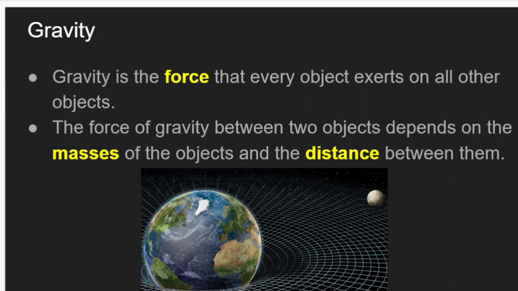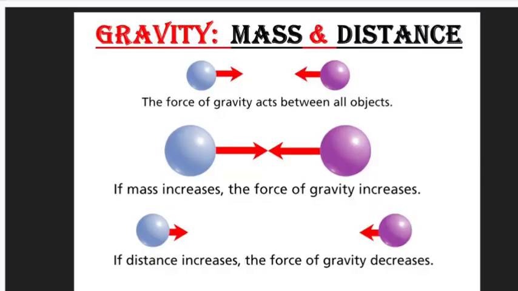Forces have different strengths. We can have really strong forces and very weak forces. And the strength of gravitational forces depends on the masses of the objects and the distance between them. The masses of the objects and the distance between them. Here's a little diagram that shows that. Of course, the force of gravity acts between all objects. If mass increases, the force of gravity also increases. So bigger things will exert greater gravitational forces.